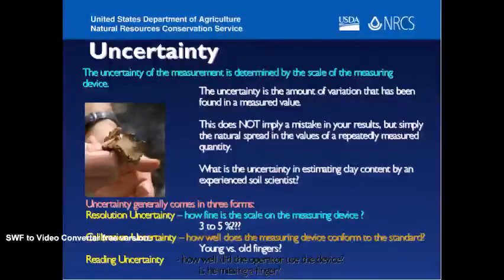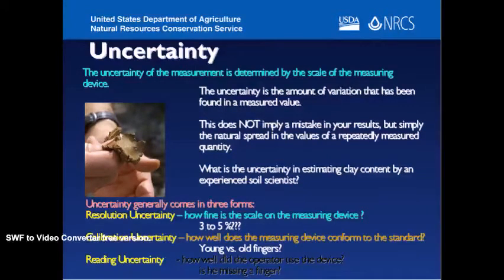And this is the one I really like, calibration uncertainty. Would that be like a young soil scientist versus an old soil scientist? Because an old soil scientist probably has his fingers a little bit better calibrated than what a younger one would. And then we have a reading uncertainty, and that's how well did the operator use the device.